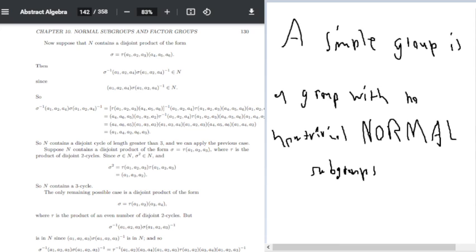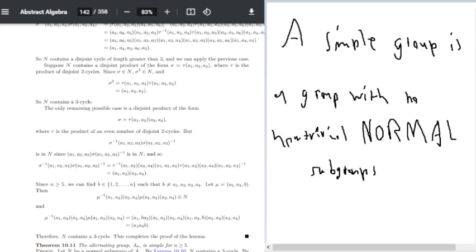It equals (a4 a6 a5)(a1 a3 a2) tau^-1 (a1 a2 a4) tau (a1 a2 a3)(a4 a5 a6)(a1 a4 a2), which is (a1 a6 a5)(a1 a3 a2)(a1 a2 a4)(a1 a2 a3)(a4 a5 a6)(a1 a4 a2). This all simplifies out in the algebraic dust to be (a1 a4 a2 a6 a3). So N contains a cycle of length greater than or equal to 3, and we can apply the previous case to show that it must contain a 3-cycle.